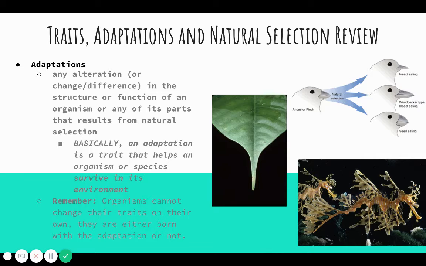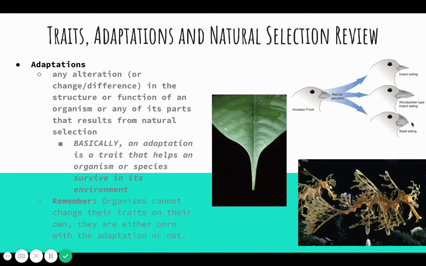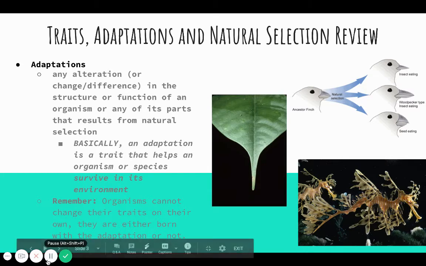Remember, organisms cannot change their traits on their own. They are either born with the trait or not. Remember last week we looked at different finches that had different looking beaks. And we know that these beaks are adapted traits that resulted due to competition for food resources. So this bird we can see has a very strong beak that he can use to eat seeds, while this bird has a thin beak where he can reach into crevices to get different insects.